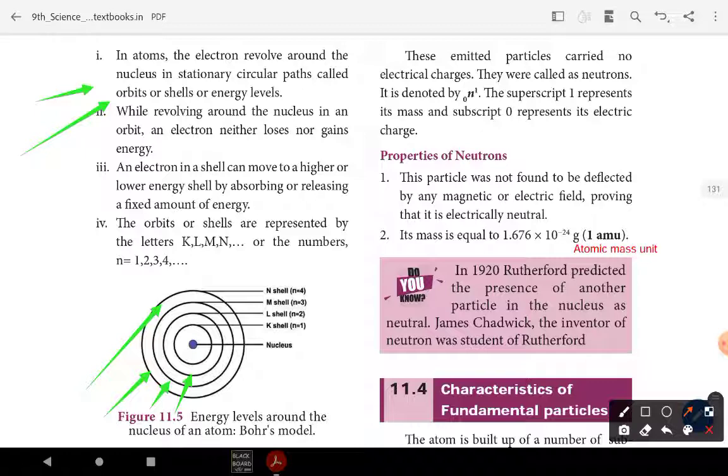And also he says that it is a stationary circular path. Stationary means one particular electron will move in that particular orbit. Okay, so that is why that orbit is called a stationary circular orbit, or circular path.